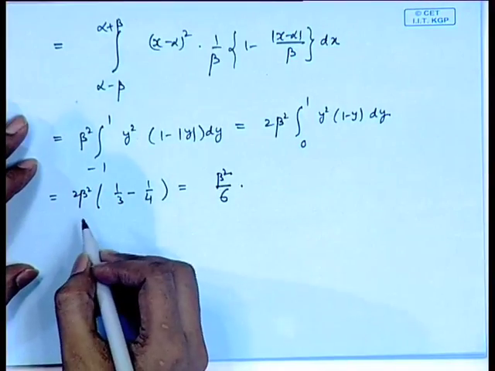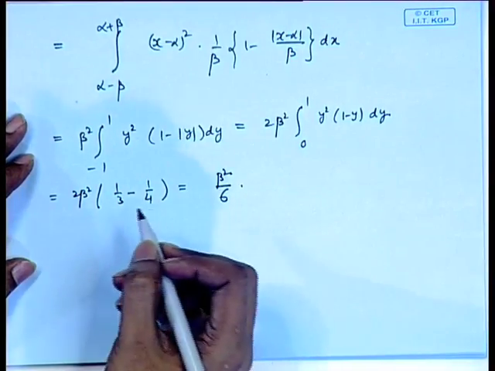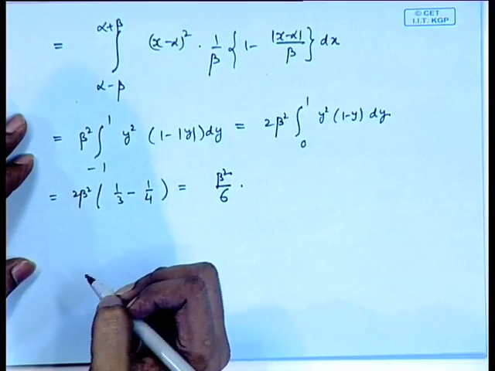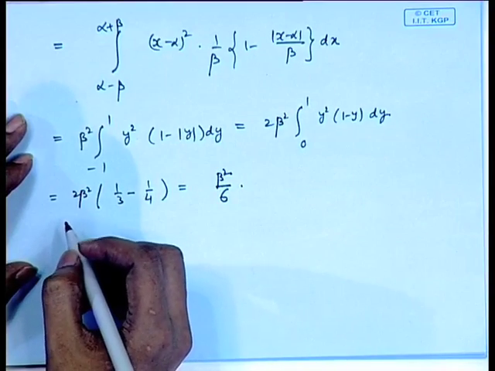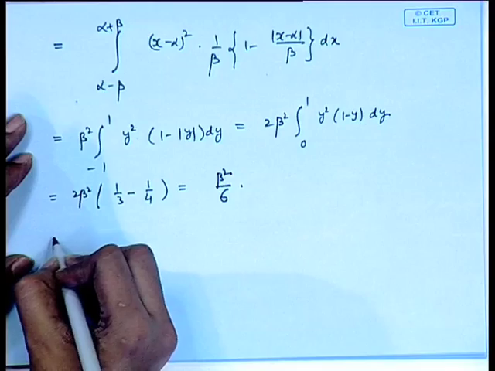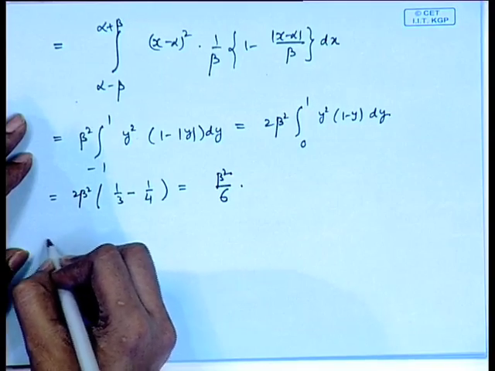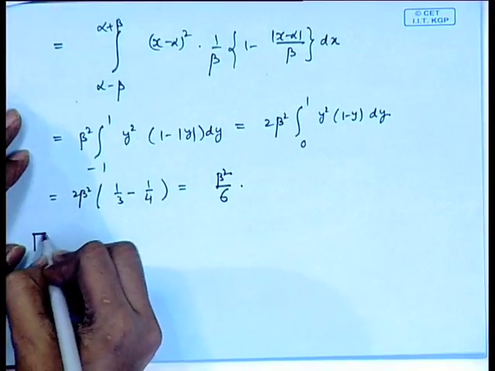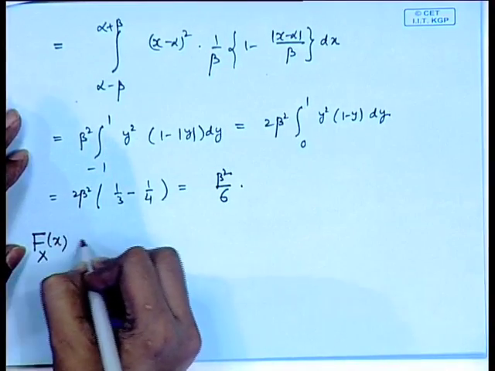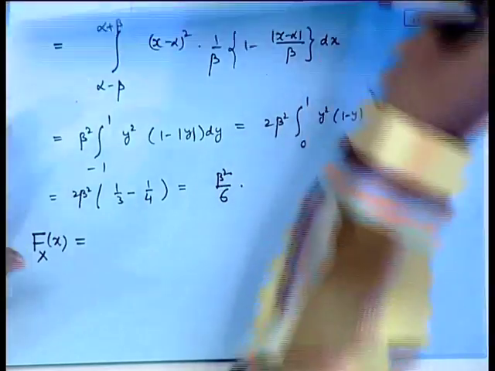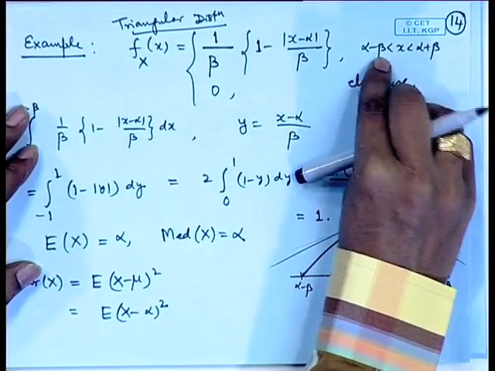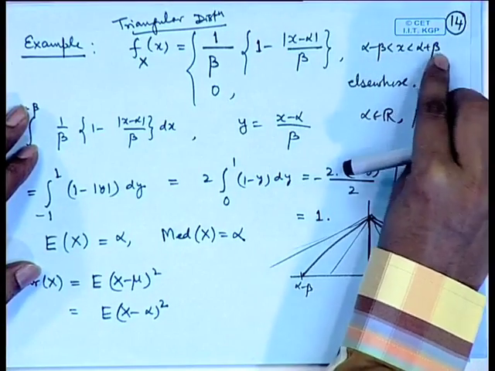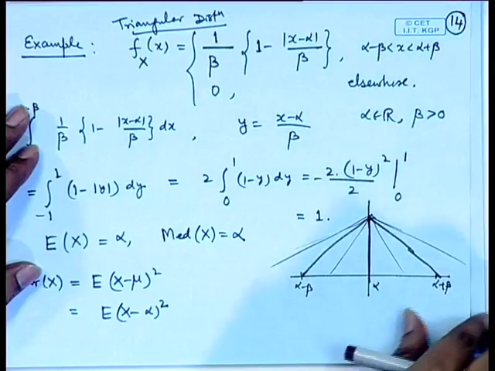We may also look at quartiles of order 1 by 4 and 3 by 4. So, if we consider the point, we can also consider the cumulative distribution function of this. If we calculate F(x), naturally for x less than alpha minus beta it should be 0, and for x greater than alpha plus beta this should be 1.